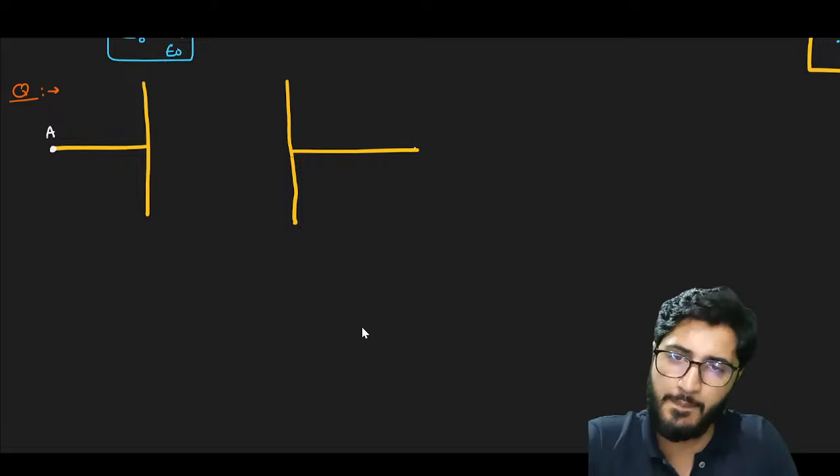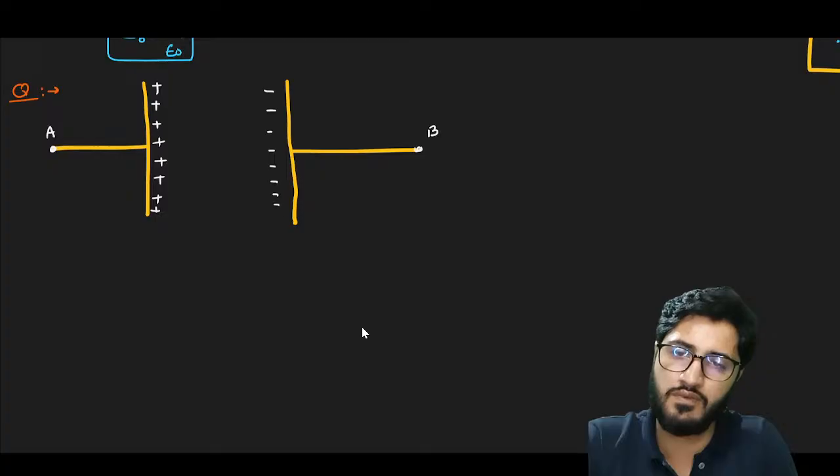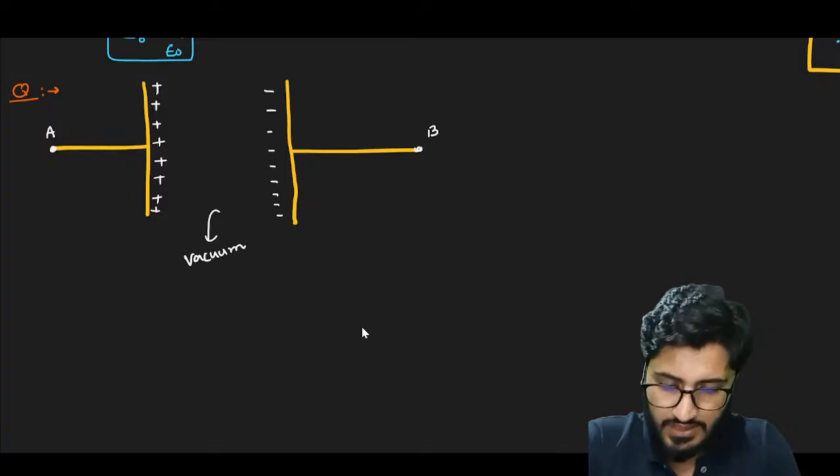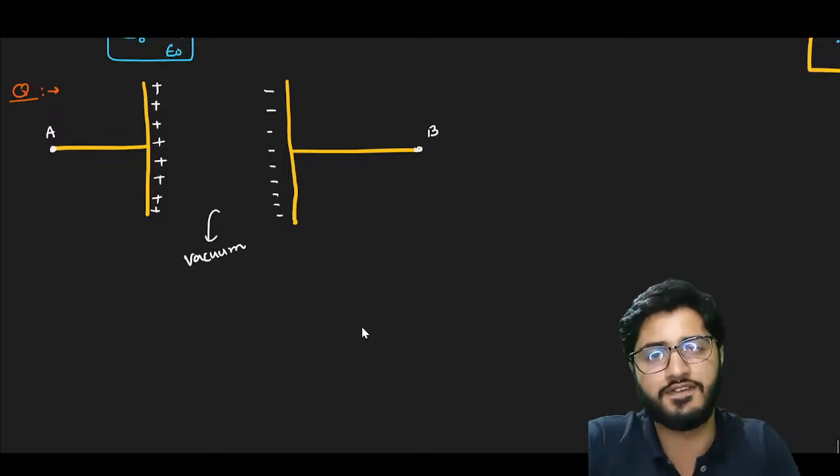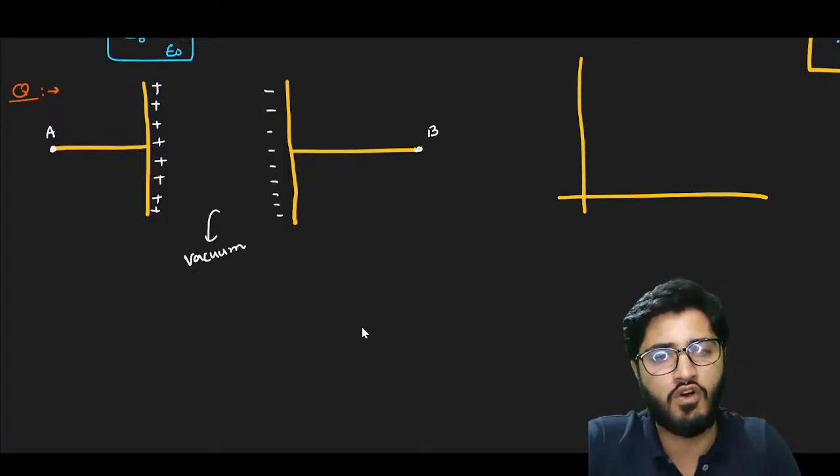A point, B point. This side positive, this side negative. Inside vacuum. Now make a graph of distance.